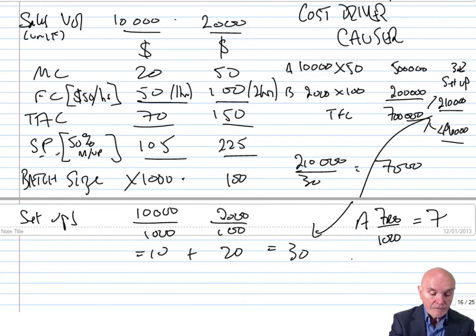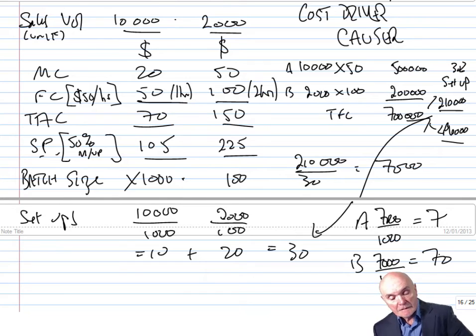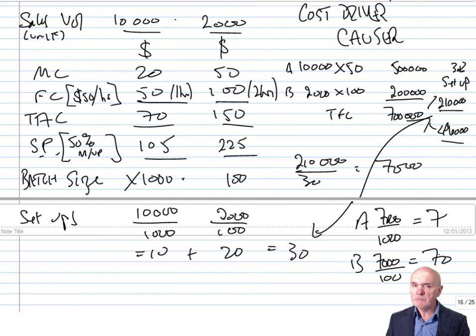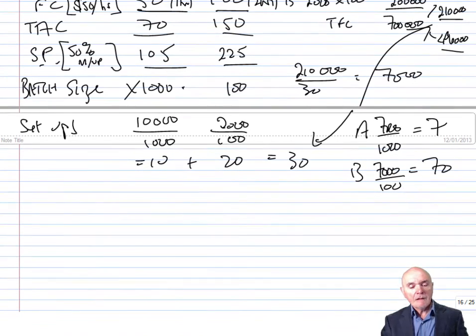For B, we stop this machinery again, it's costing 7,000, but we're only getting 100 out of that. It's going to be 70. So a vast difference in the bother, if you like, which product B is causing in terms of setups. We have the 7,000 incurred, but then we get very little for our money. We'll come back to that where we'll reconstruct the whole total absorption cost again.